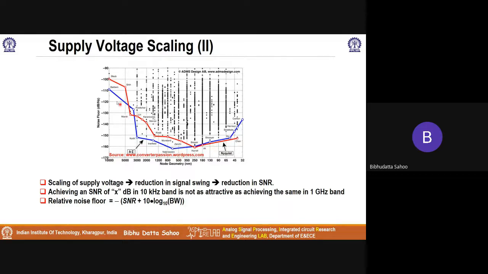Now, why is this worse? Probably because the transistors in those days were not, I am not sure why this trend follows here, but 180 and 250 nanometer are pretty mature processes and they have a pretty low noise floor.